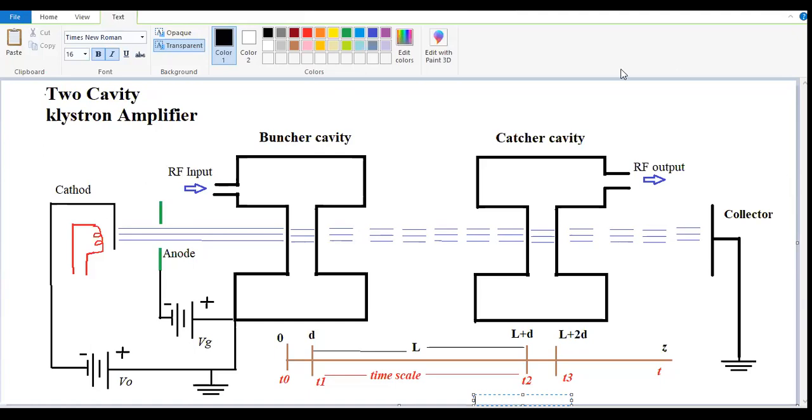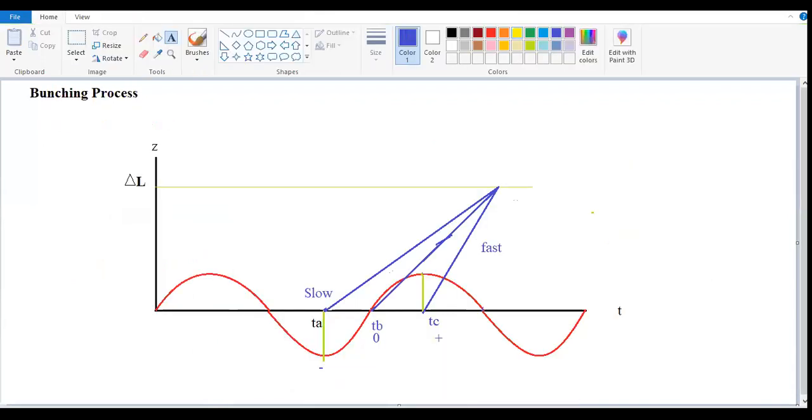So this is the two cavity klystron, and this is the bunching process, bunching action. If there is any question, then you can ask. If there is no question, then we will stop here. Is there any question? So I will stop here.